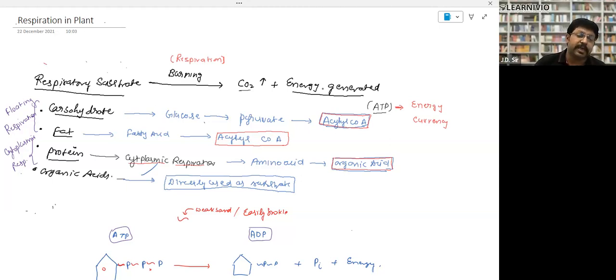So what are basically the overall respiratory substrates? What can be respiratory substrate? So carbohydrate, fat, protein, or organic acid can be respiratory substrate. They break down, and due to their breaking down and oxidation, we get the energy. Look, very important. Burning of carbohydrate and fat is called floating respiration.